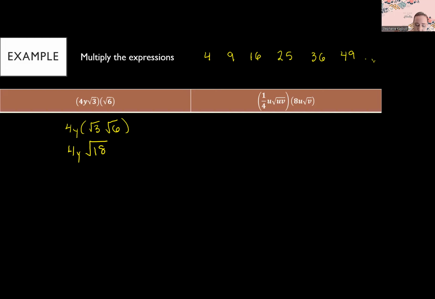9 goes into 18. So we can split this up as the square root of 9, and then 18 divided by 9 is 2. So that's times the square root of 2. So the square root of 9 we can take, that is equal to 3. So this is going to be 4y times 3 and then the square root of 2. And then just like when you have things with variables and coefficients, you multiply the numbers together. So 4 times 3 is 12. So we get 12y and then the square root of 2.